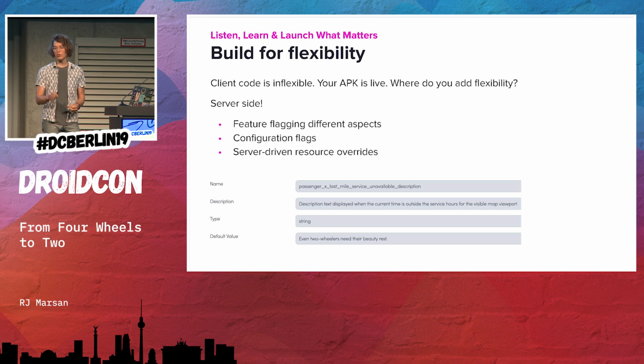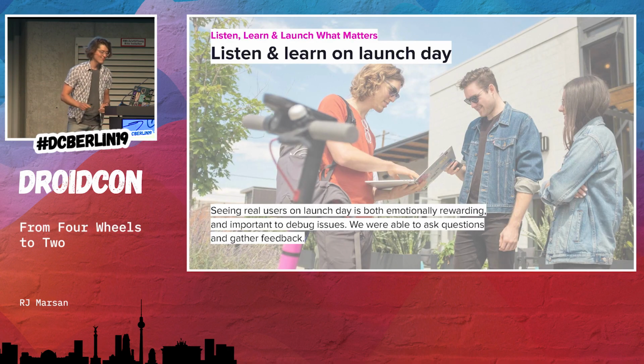And then finally, one of server infrastructure that was super cool was the ability to arbitrarily override any single Android resource string we were loading, which may or may not have happened on launch day that I got a string wrong. So I quickly logged onto the console and replaced it. I had gotten the message wrong when we went out of service. So now it says, even two-wheelers need their beauty rest.